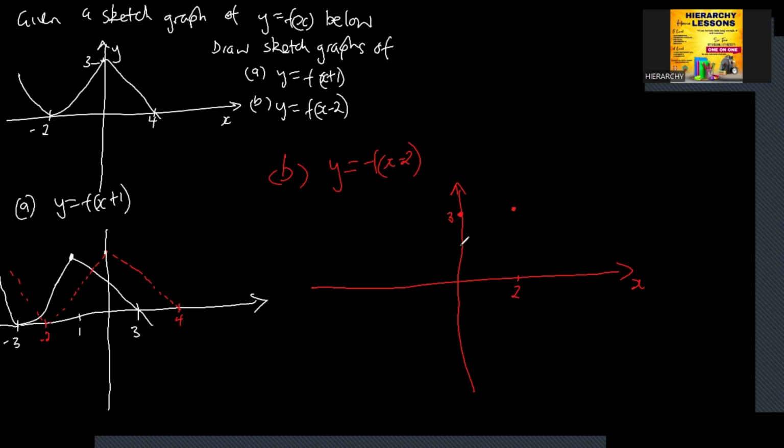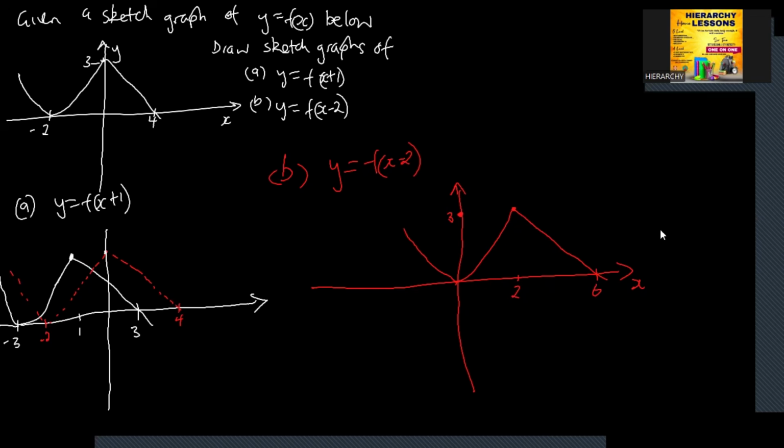If this was -2 here, it's going to be 0 here. So the graph is going to be something like this. If it was 4 here, crossing the x-axis at 4, then this one will be +2, which will be 6. So it's now crossing the x-axis at 6 here.